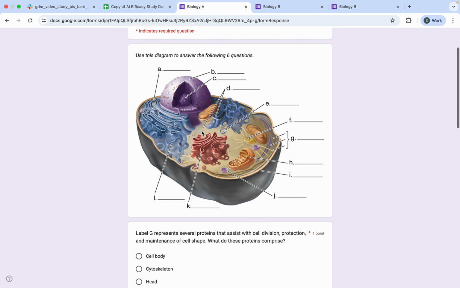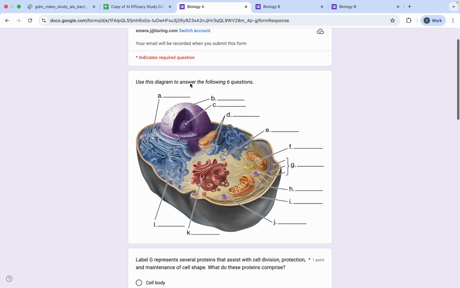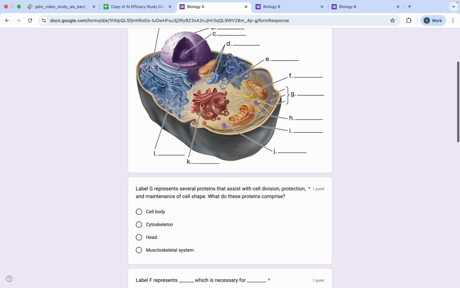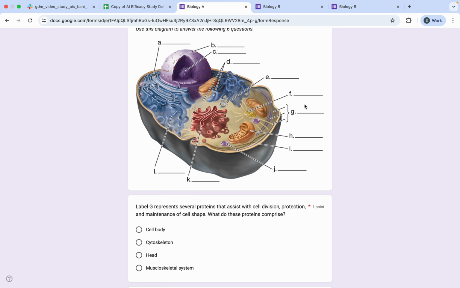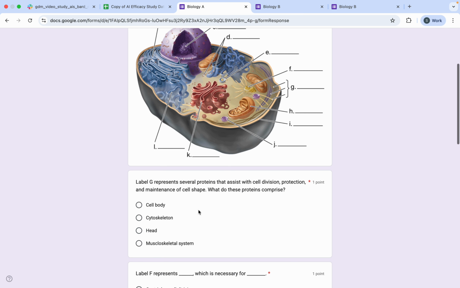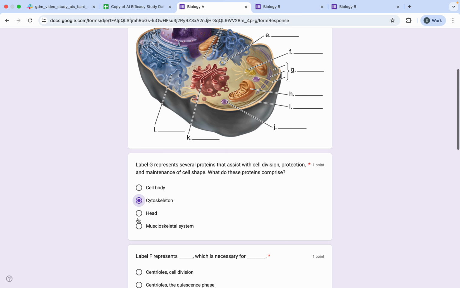Now let us move on to our post test. Label G represents several proteins that assist with cell division, protection and maintenance of cell shape. What does this protein comprise? Cell body, cytoskeleton, head, musculoskeleton system. So I think it is cytoskeleton.